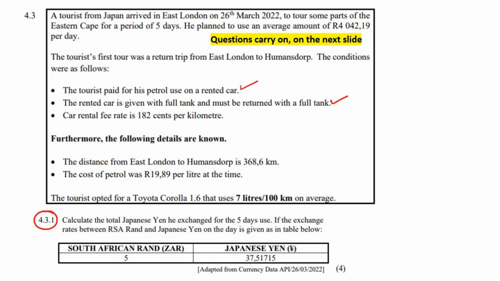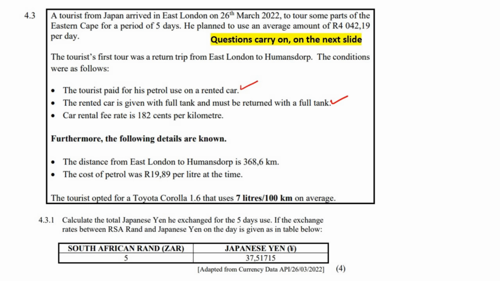The car rental fee rate is 182 cents per kilometer. Then there's the distance from East London to Humansdorp, and the cost of petrol, which is 19 rand 89 per litre at the time. The tourists opted for a Toyota Corolla 1.6 that uses 7 litres per 100. So they're giving us a whole bunch of information, but let's see what they say here.